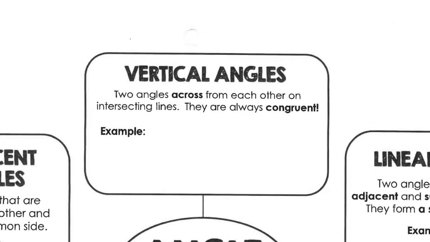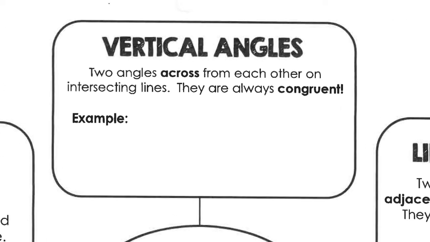The first one we're going to look at is vertical angles. Vertical angles are two angles across from each other on intersecting lines. They are always congruent. Now, if we remember, congruent means equal. So vertical angles are always going to be equal. It talks about intersecting lines, so let's give ourselves two intersecting lines.